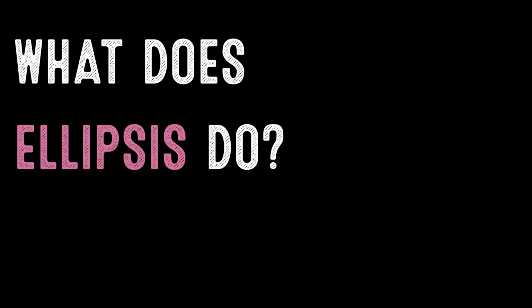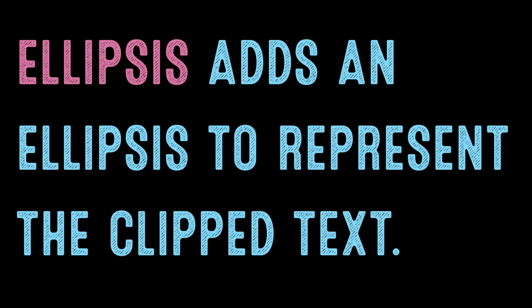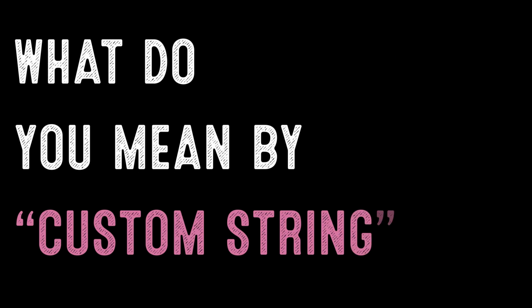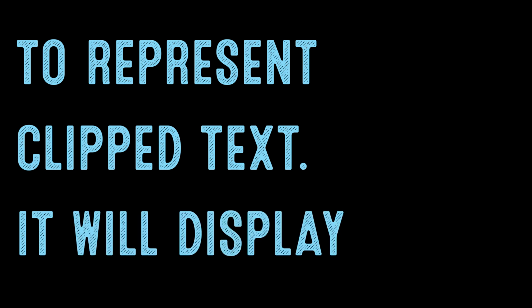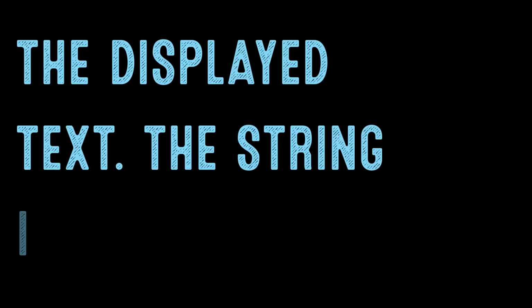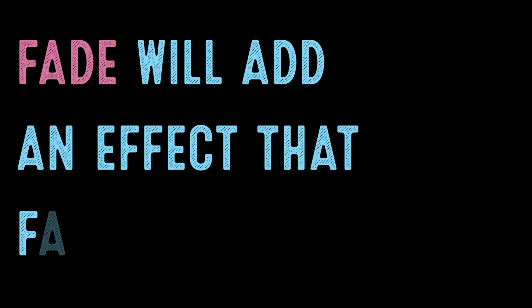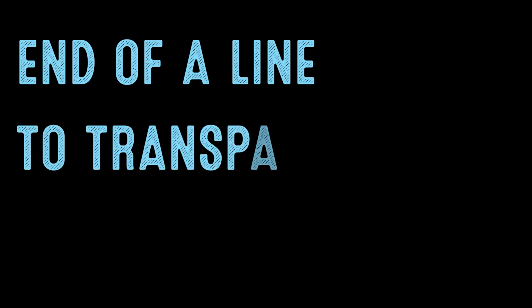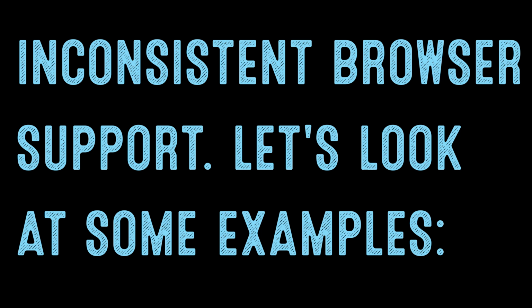What does ellipsis do? Ellipsis adds an ellipsis to represent the clipped text. What do you mean by custom string? Some browsers recognize adding a custom string to represent clipped text. It will display within the content area, thereby cutting the size of the displayed text. The string itself can be clipped if there is not enough space. What will fade do? Fade will add an effect that fades out at the end of a line to a transparency. This also has inconsistent browser support.